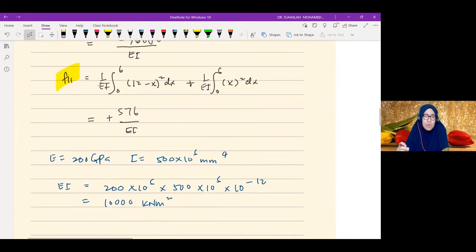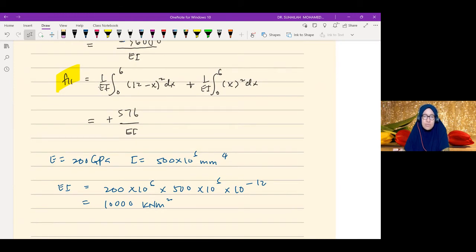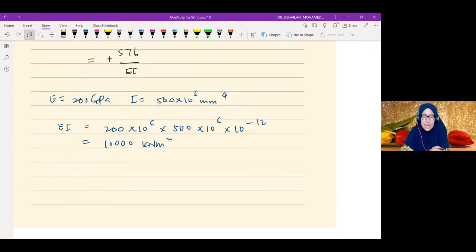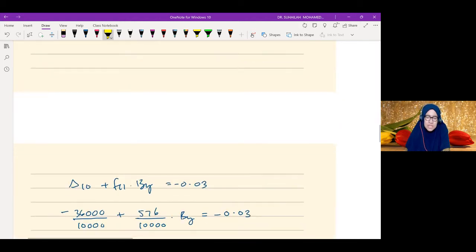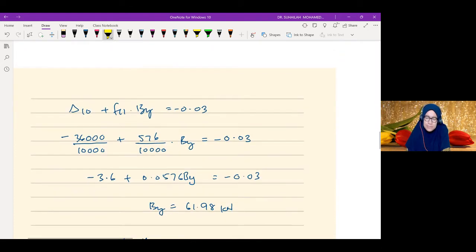And whenever we want to solve this compatibility equation, we have to have the EI value, unless the displacement is given in terms of EI, then only we don't have to have the EI value. Okay, so if settlement is given in mm or meter, we have to have the E and I value so that we can solve the compatibility equation. Okay, let's say E and I is given like this.